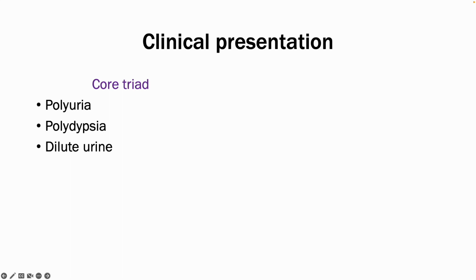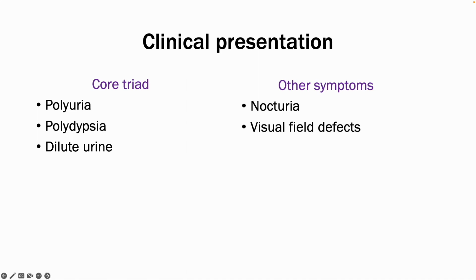In terms of the clinical presentation, you have the core triad I've mentioned before of polyuria, polydipsia and dilute urine, but you can also get other symptoms such as nocturia or having to wee a lot at night, visual field defects, which would be typical in patients presenting with pituitary tumors, or signs of volume depletion such as dehydration, dry mucous membranes, low blood pressure and increased capillary refill time. Again, this isn't an exhaustive list because it depends on the underlying etiology in each patient, but these are some of the things you should look out for.